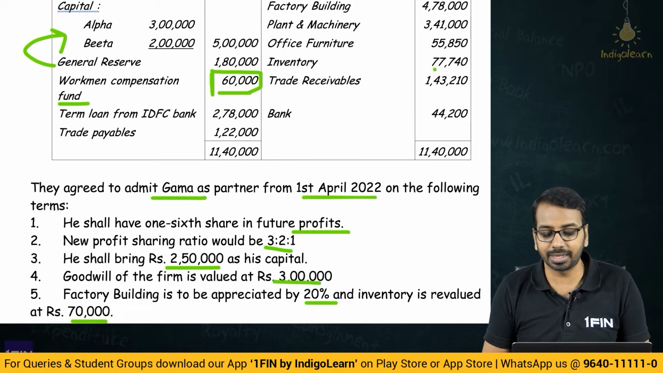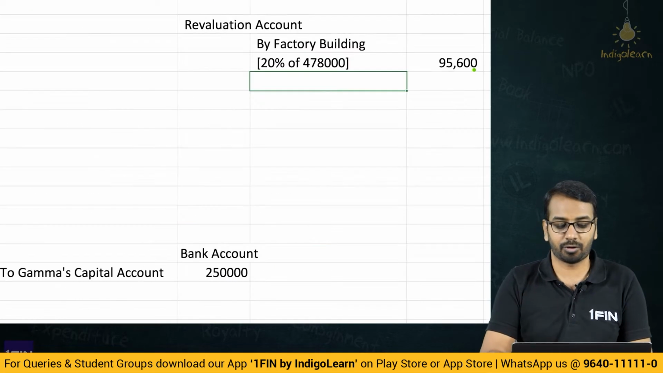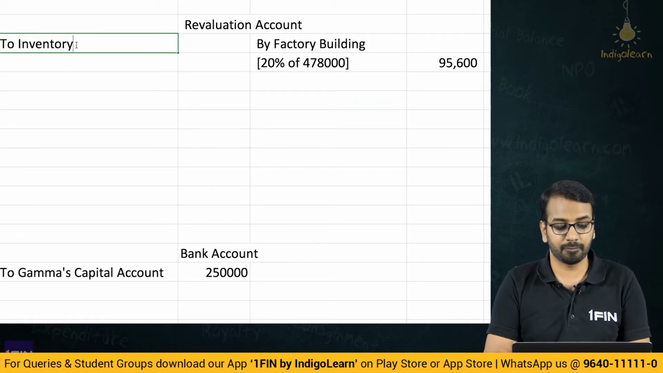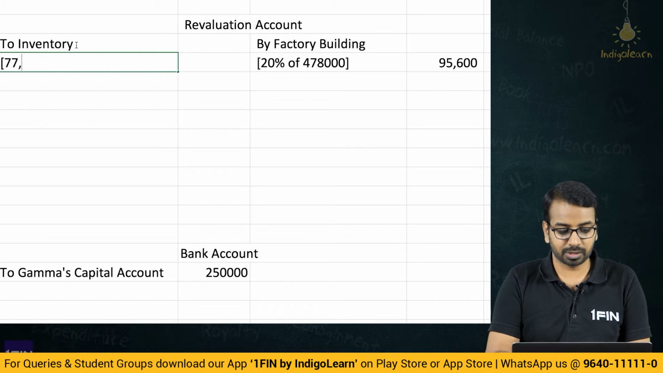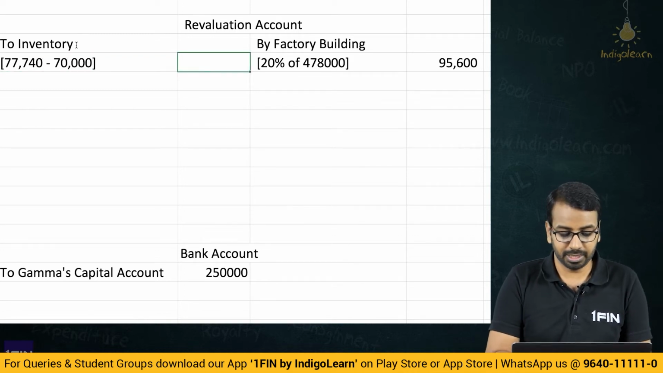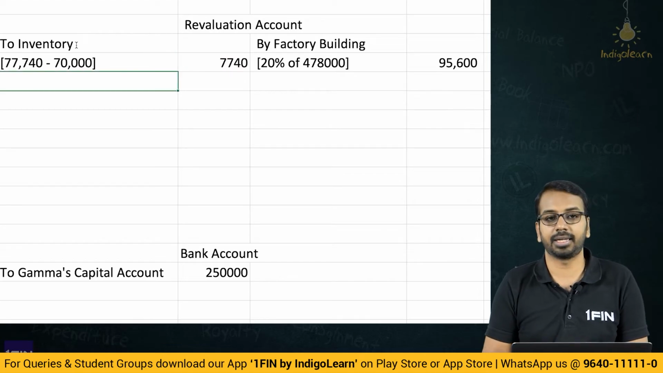Then inventory revalued at 70,000. What is the existing inventory? 77,740. Now we have reduced it. So, to inventory, 77,740 minus 70,000, that gives me 7,740, right.